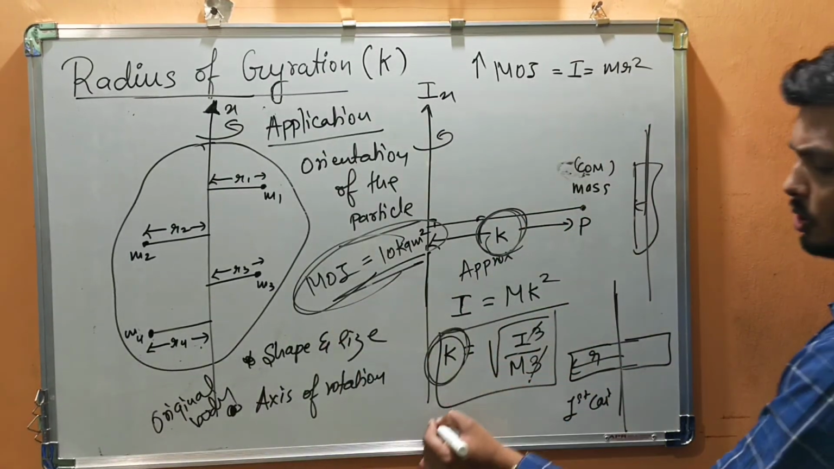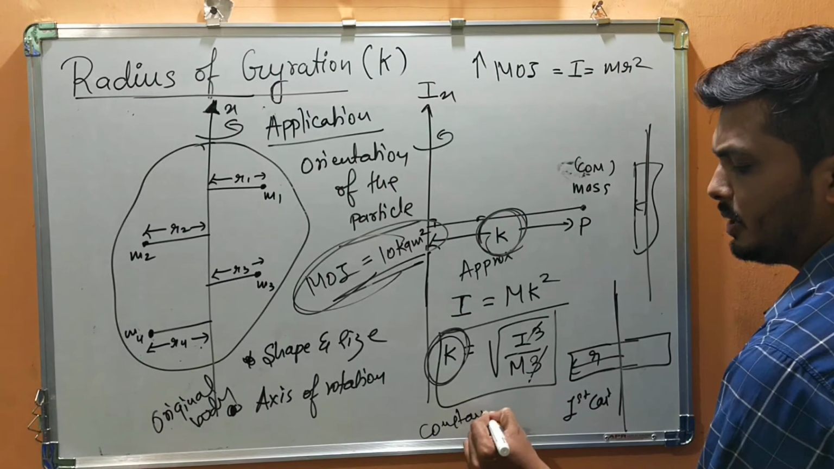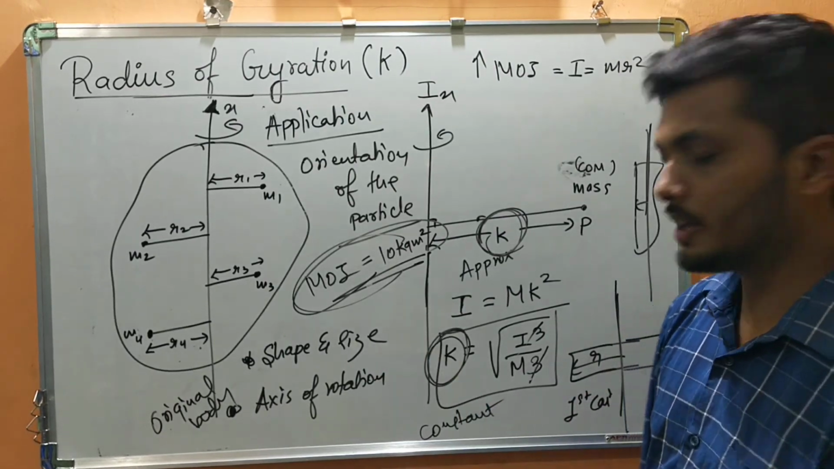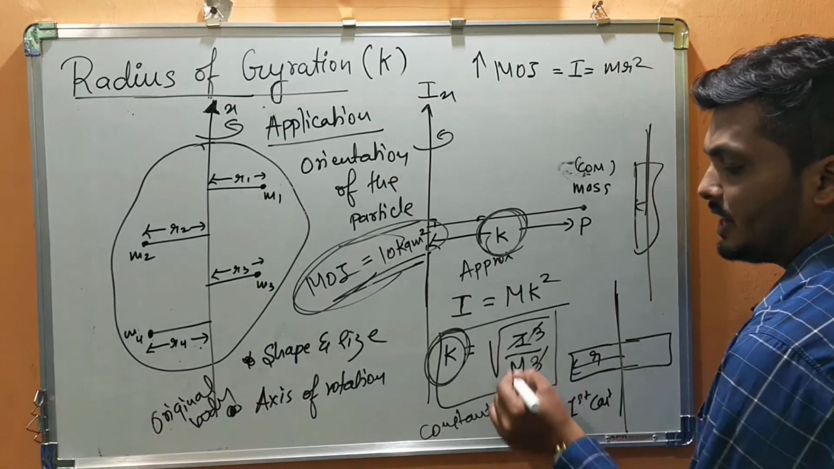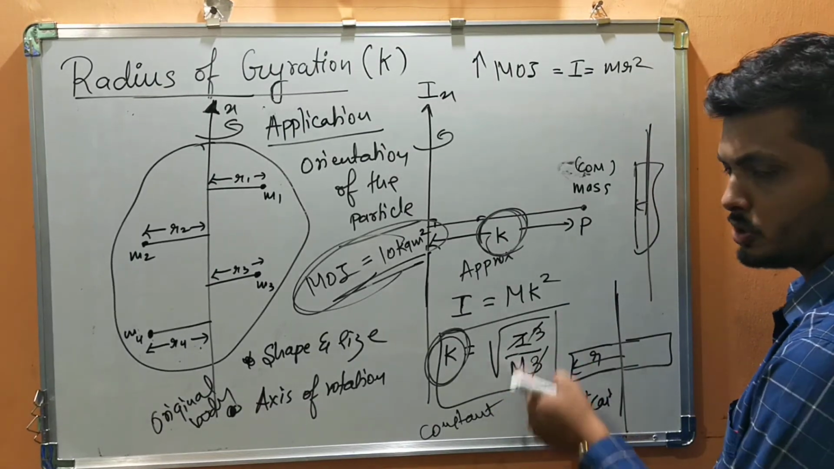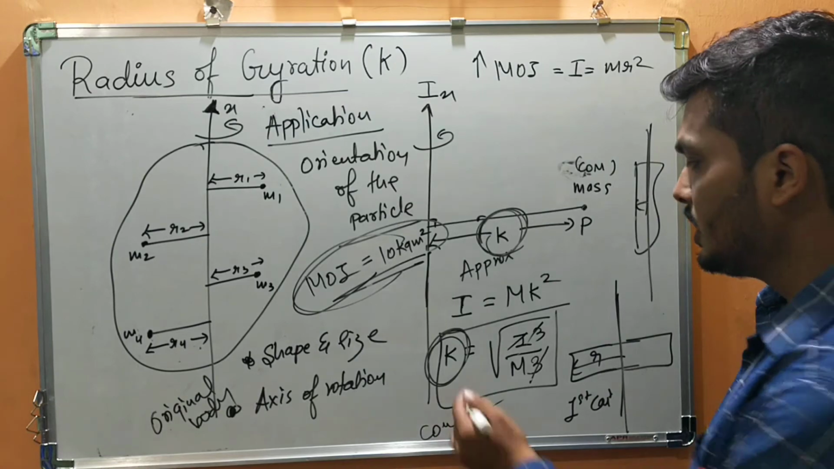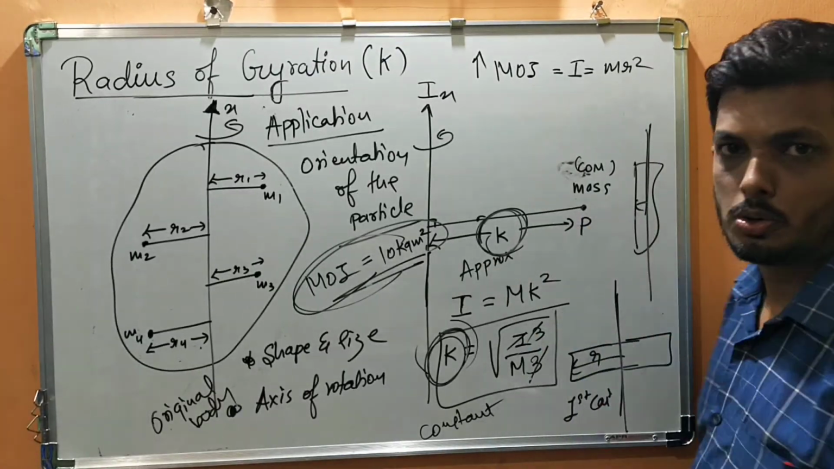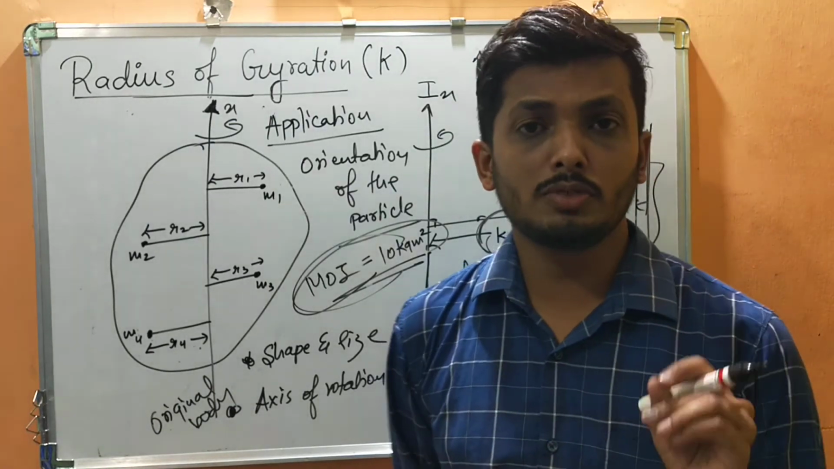So again, it's a constant value. It is independent. It does not depend on mass. It just depends upon the shape and size and upon the axis of rotation. Because as I increases, M will also increase. So both things are increasing simultaneously, and the value of K will remain unaffected. So this K value, have you understood? Okay, so this is all about radius of gyration.